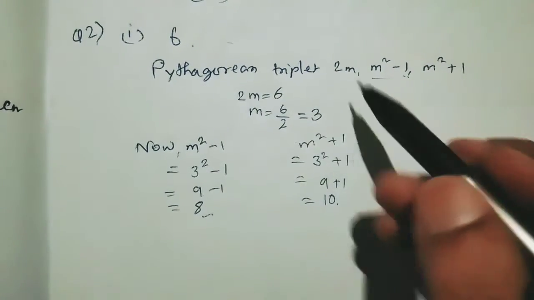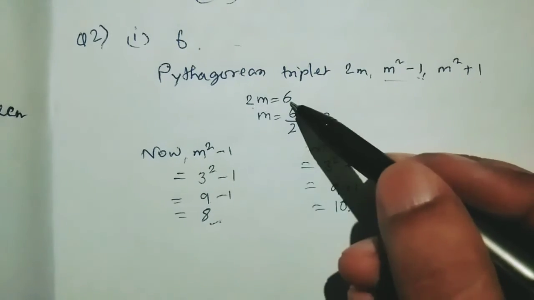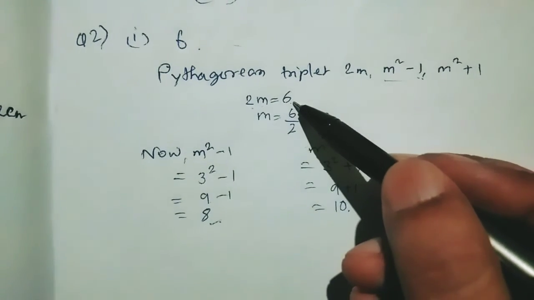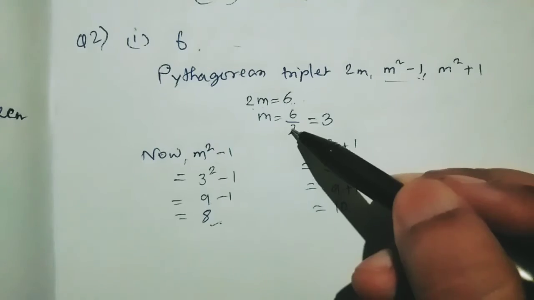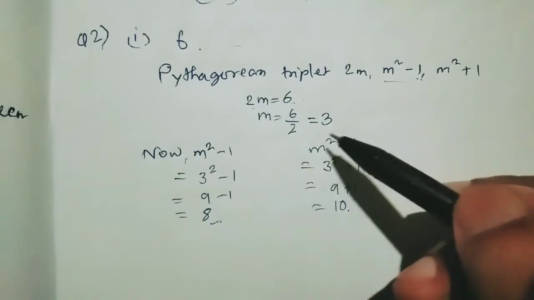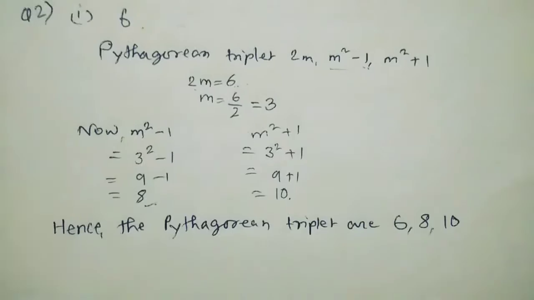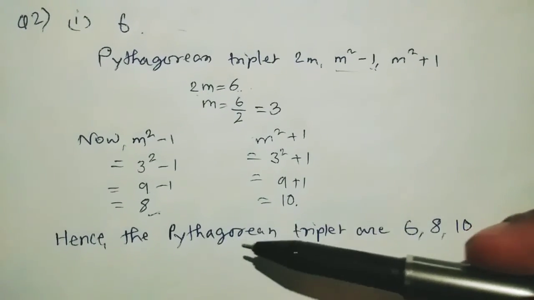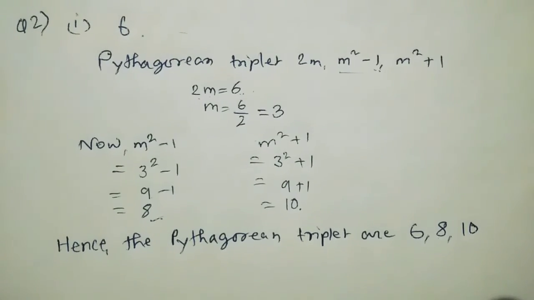So in this way you have to find. So first of all you have to find the value of m by using this formula. 2m equal to 6. So you have to equalize this. Then you have to find the value of m. Then after finding the value of m, you have to put the value of m in these 2 formulas. Then you will get the next numbers. So at last you have to write like this. Hence the Pythagorean triplet are 6, 8 and 10. Very easy to find out.